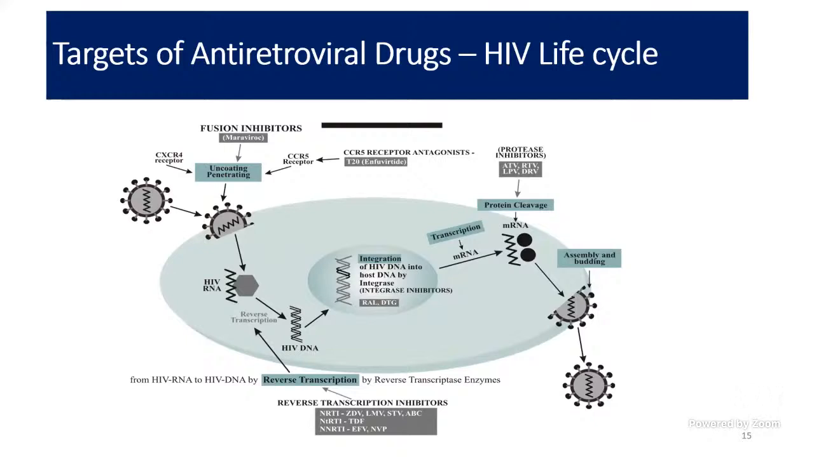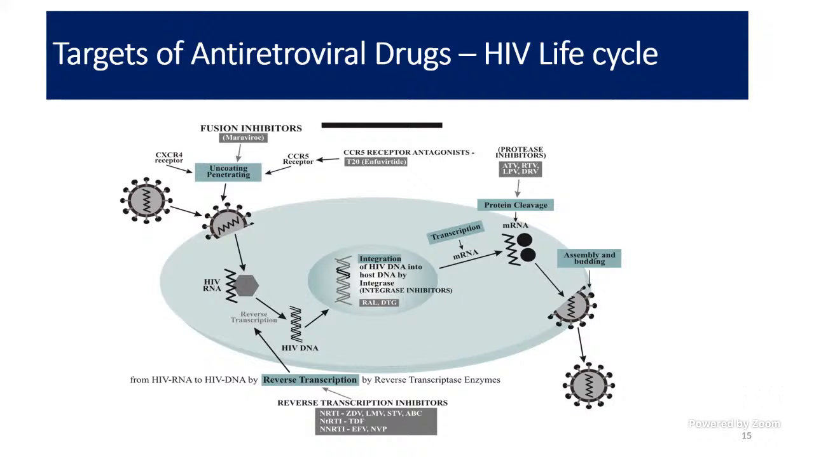Suppose this is a human host cell, and these are the target points where and how the virus attacks the human host cell, how it enters the host, and then the transcription occurs, and the virions or the baby viruses are released out of the cell.